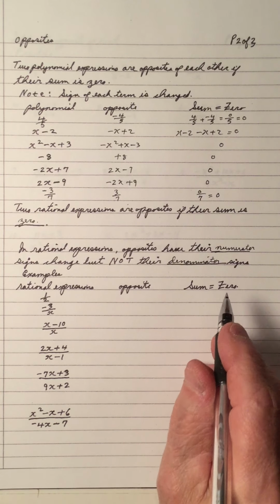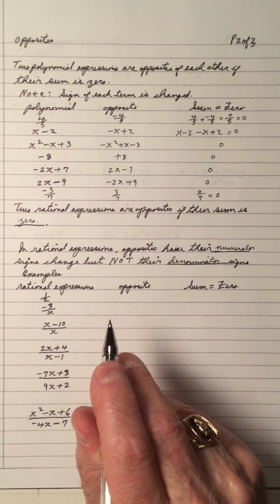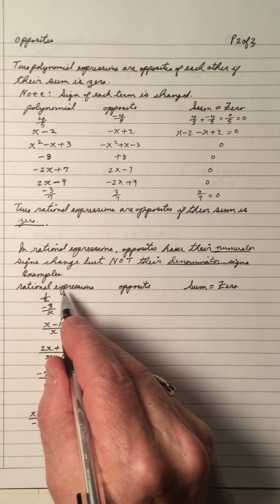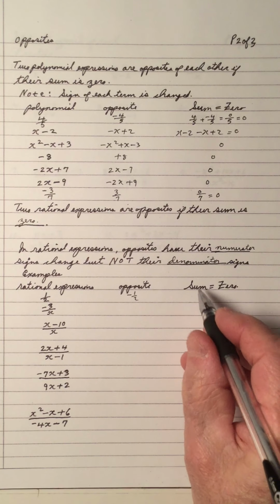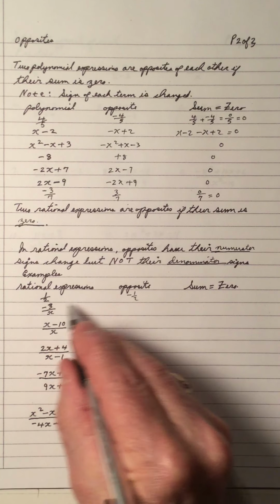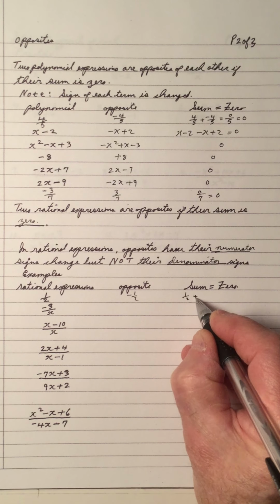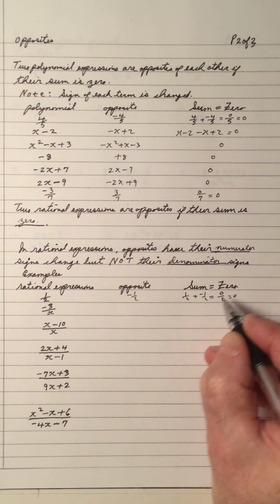So to get the opposite of a fraction or a rational expression, we change the numerator signs, but not the denominator. Here we go. Rational expressions, 1/2. Opposite is negative 1/2. And the sum is 0. So if you add those up, you get 1/2 add on negative 1/2 is 1, add on negative 1 is 0 over 2, or 0.